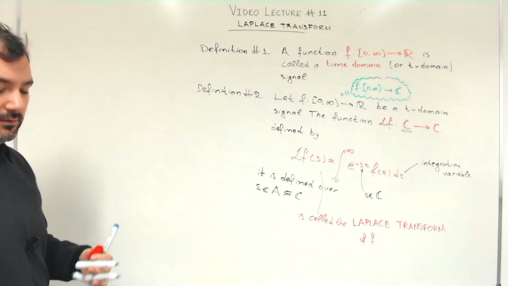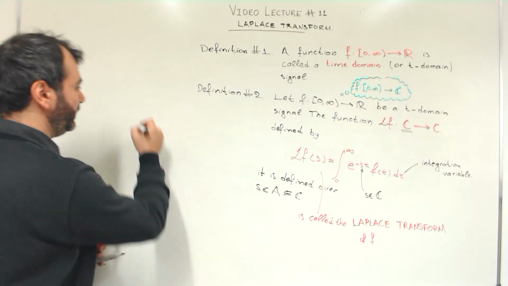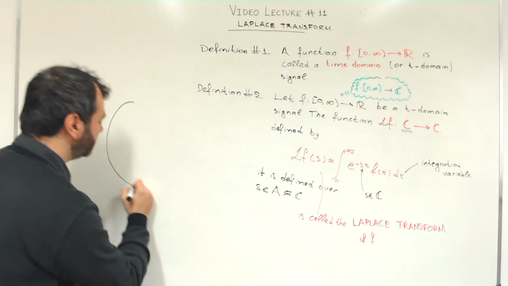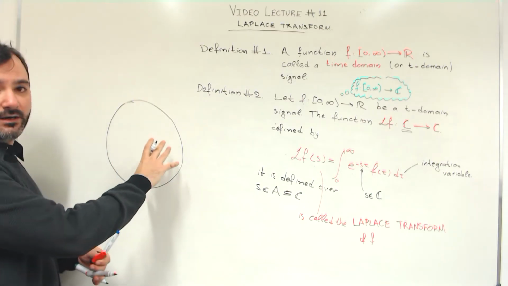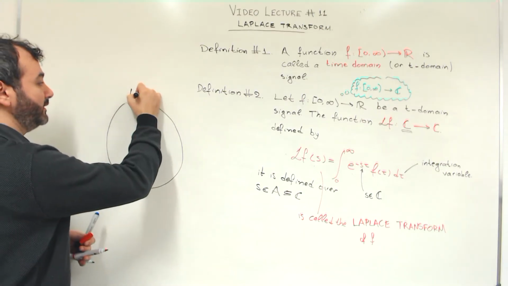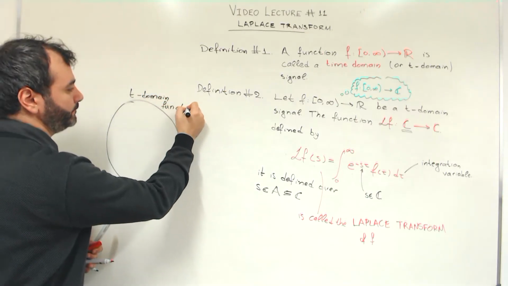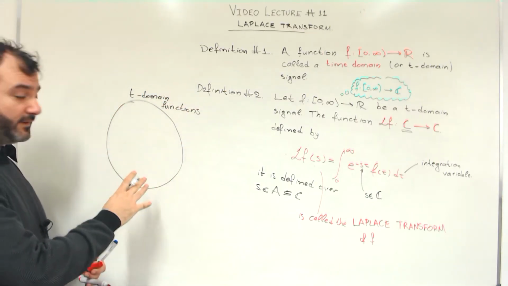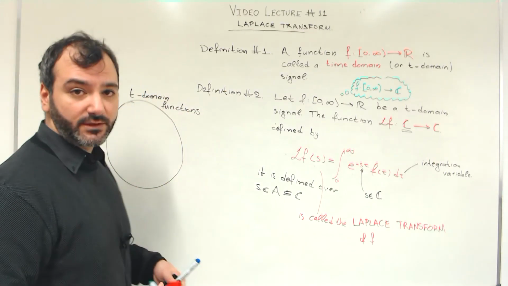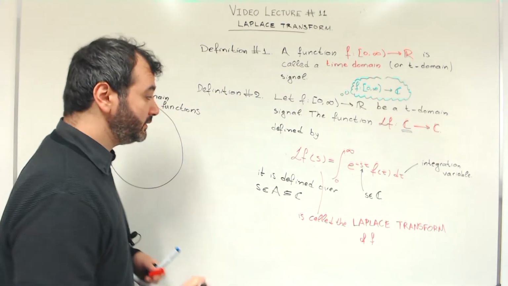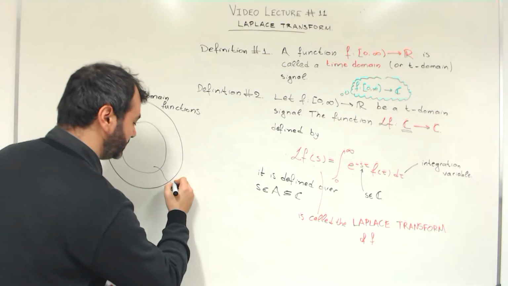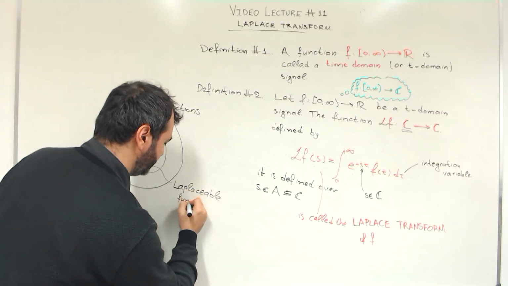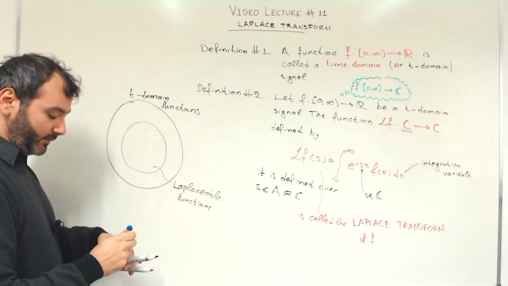So what we are defining here is the following thing. You have the set of all possible time domain functions. Here is where time domain functions live. Some of these functions, not all of them, have a Laplace transform. Let's call these functions Laplaceable functions. And of course, these are time domain functions.